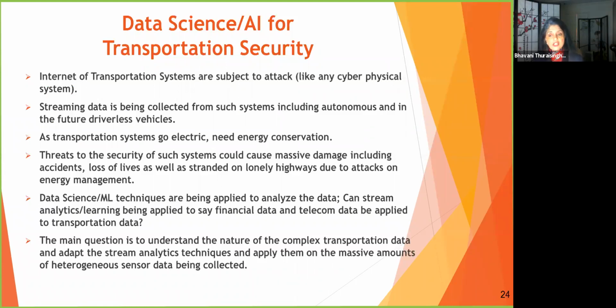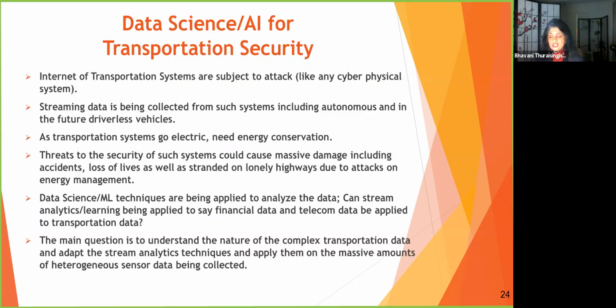So Internet of Transportation systems are subject to attacks like any cyber physical system. And that's what we have been talking about, right? So we have GPS spoofing and so on. Again, streaming data is being collected. Data is coming from all types of sensors, right? Millions and millions of sensors in an IoT device, including autonomous and, in the future, driverless vehicles.